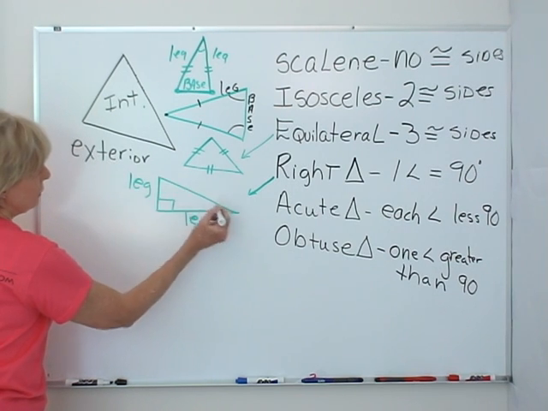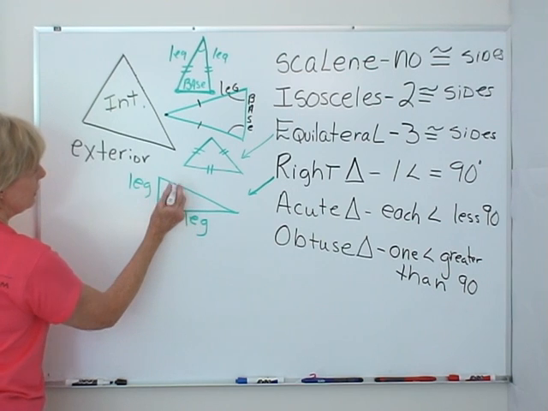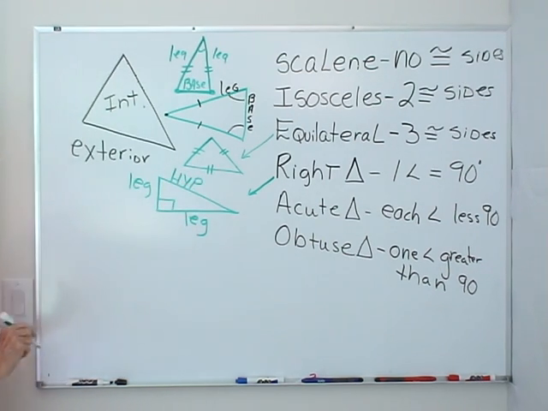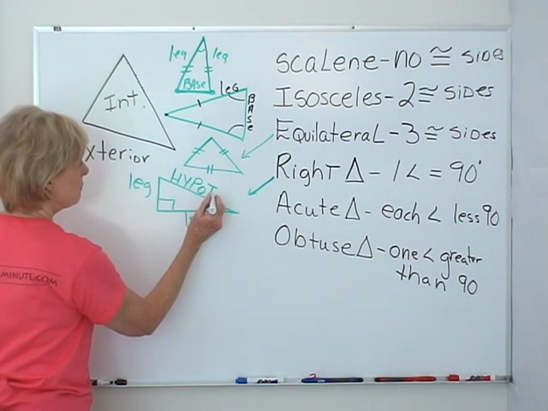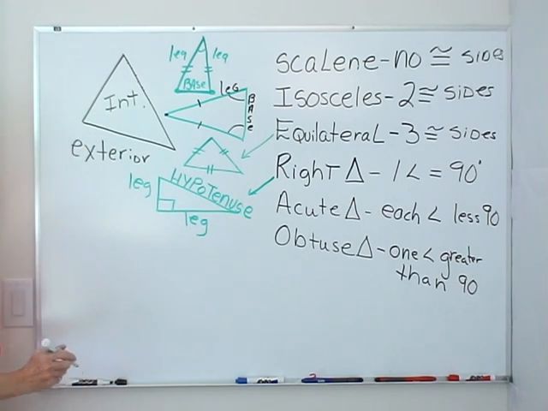This longer side, the side across from your 90 degree angle, is always longer than these legs, and it's called the hypotenuse. H-Y-P-O-T-E-N-U-S-E, hypotenuse. So that's just what you call that side right there. And I think those are the main names that I really wanted you to know when we're talking about triangles.